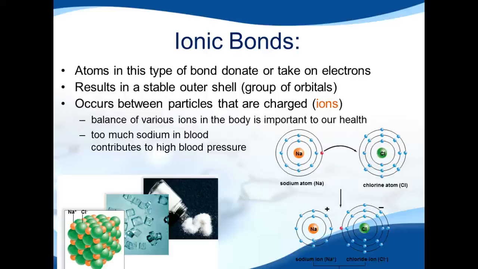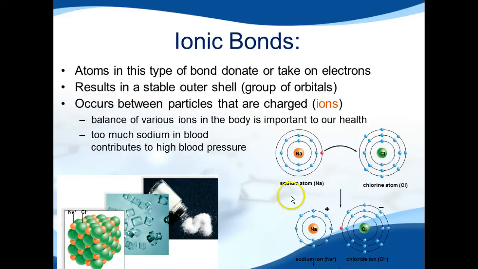Ionic bonds form between particles that are charged. Charged particles are called ions. And you'll see as we go through the course that the balance of various ions in our bodies is really important to our health. One example is sodium. We have to have the right amount of sodium in order for our bodies to function properly. If we have too much sodium, we end up with high blood pressure.